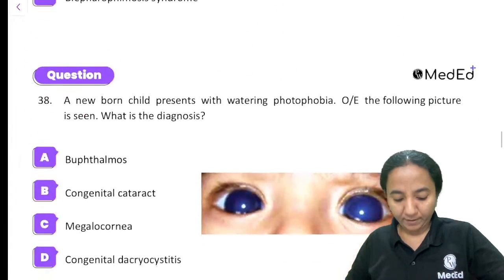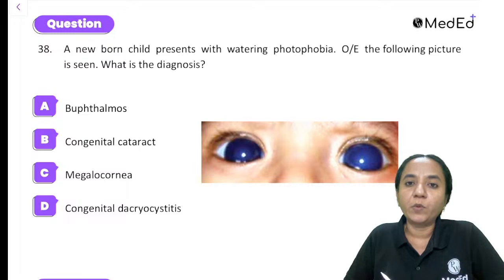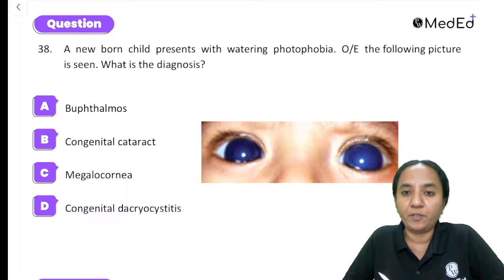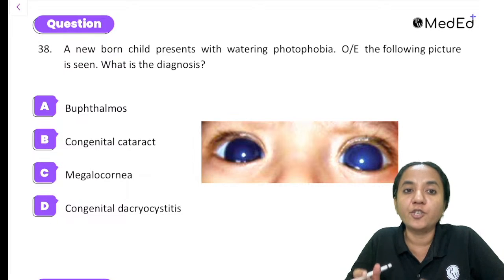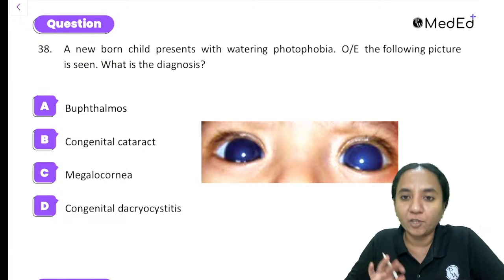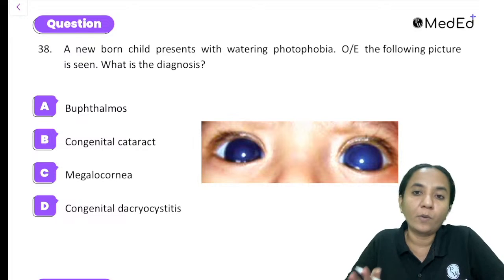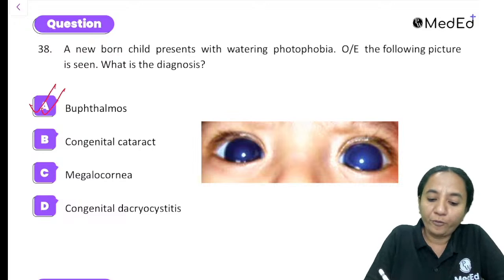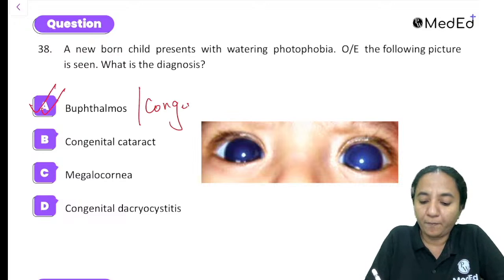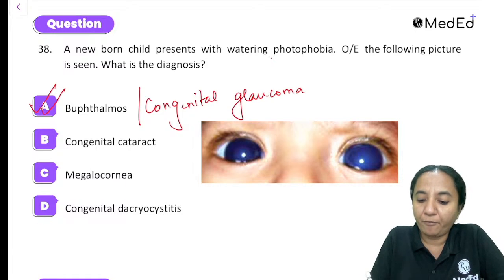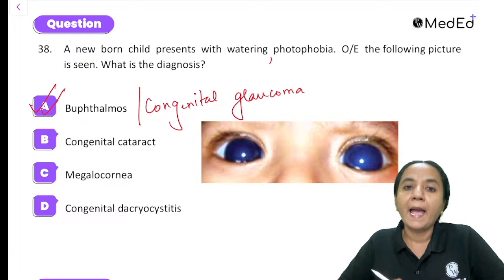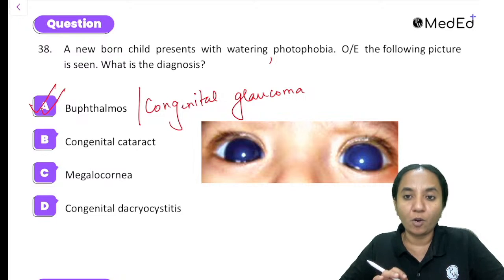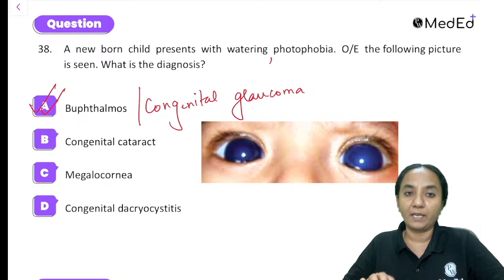Okay, next question. A newborn child presents with watering and photophobia, and this is the clinical picture. What do you see in the picture? You see large blue eyes, right? Large blue eyes or large eyes with hazy cornea. It's not actually blue. The cornea is so hazy that it looks like this. This is buphthalmos, that is congenital glaucoma. So it's a newborn baby. The complaints are watering and photophobia, lacrimation and photophobia. And on examination, you see bilateral hazy cornea and the eyeball is large. So this is buphthalmos or congenital glaucoma.